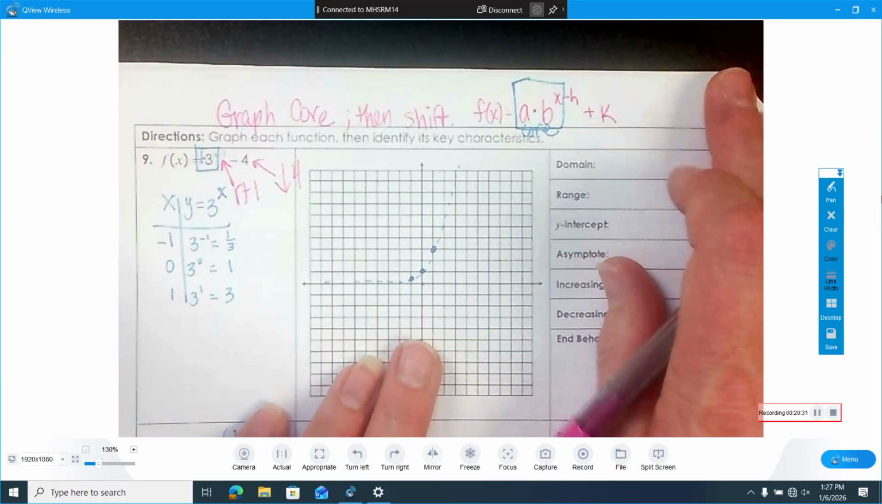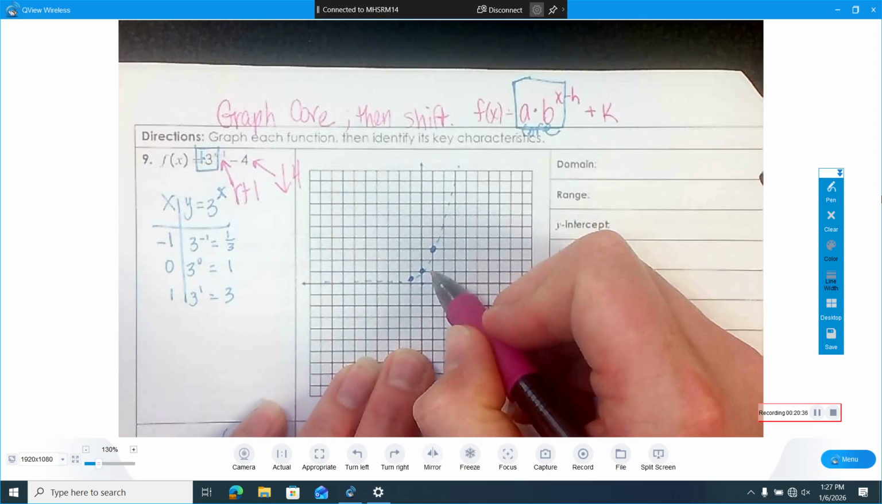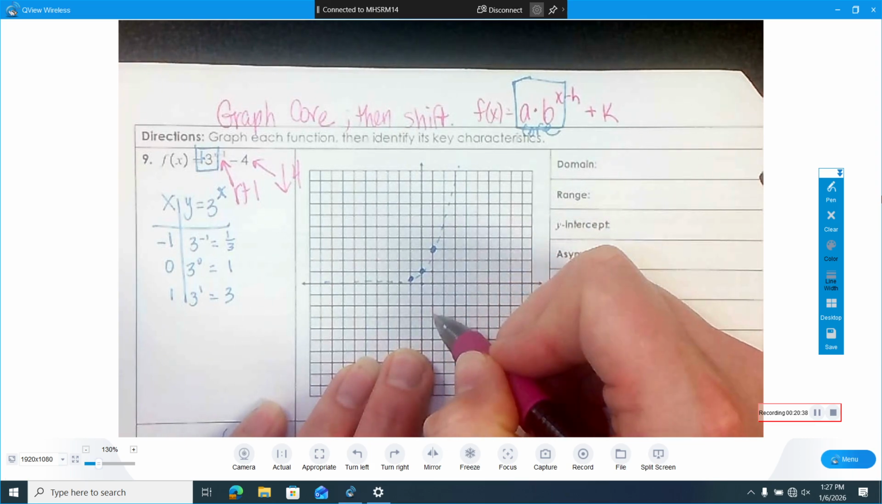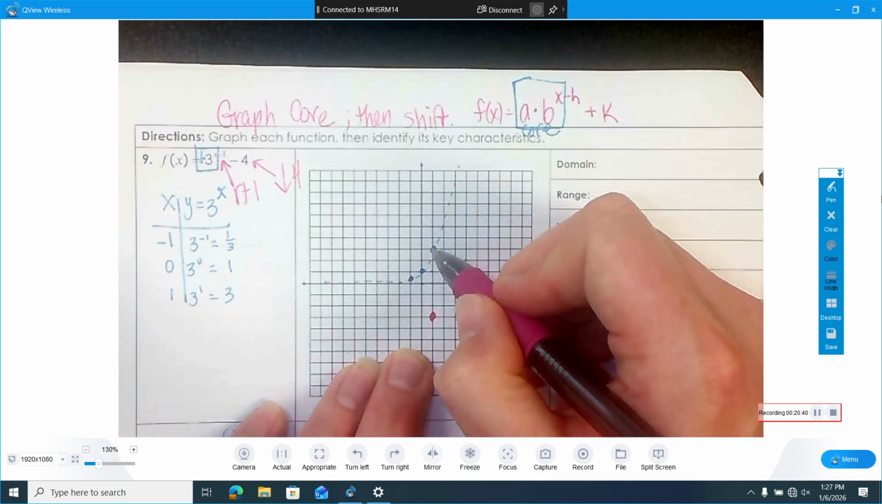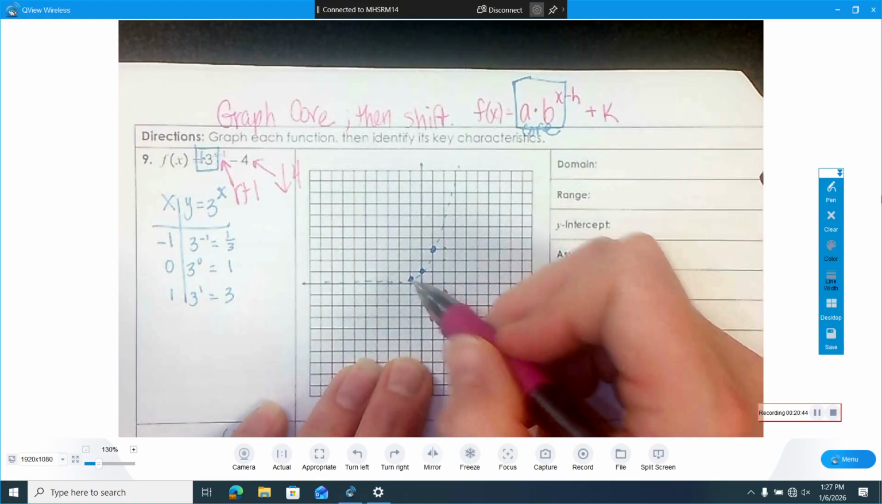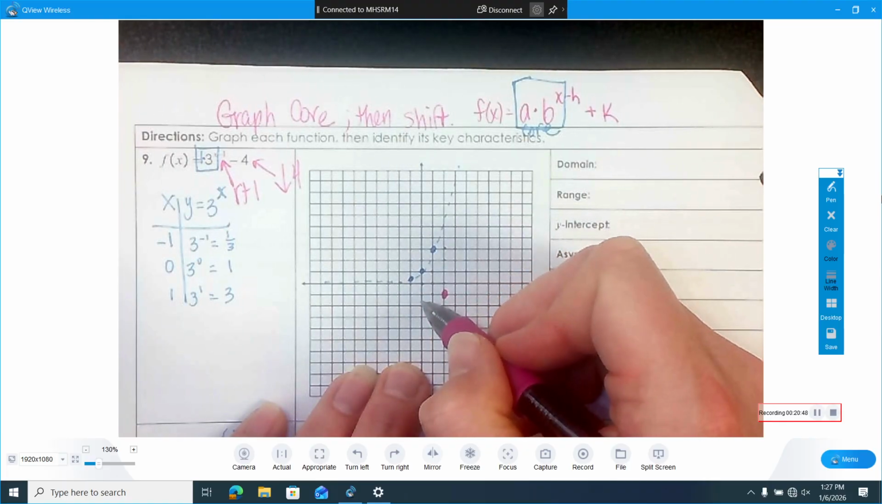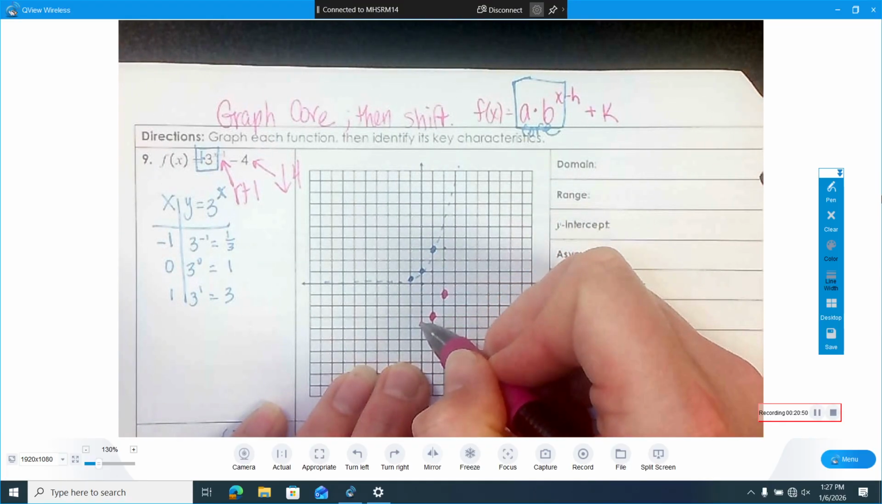And I'm going to take my 3 points that I've got, and I'm just going to count right 1, down 1, 2, 3, 4, and plot the new point. Right 1, down 1, 2, 3, 4. Take my third of the way point, go right 1, down a hole, down a hole, down a hole, down a hole.